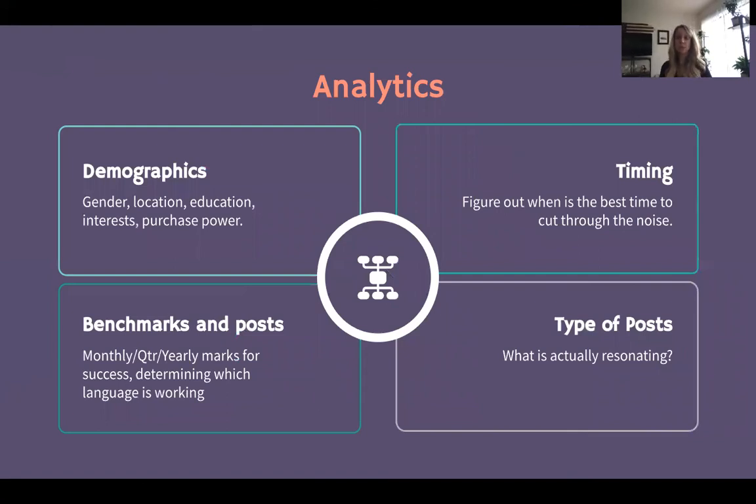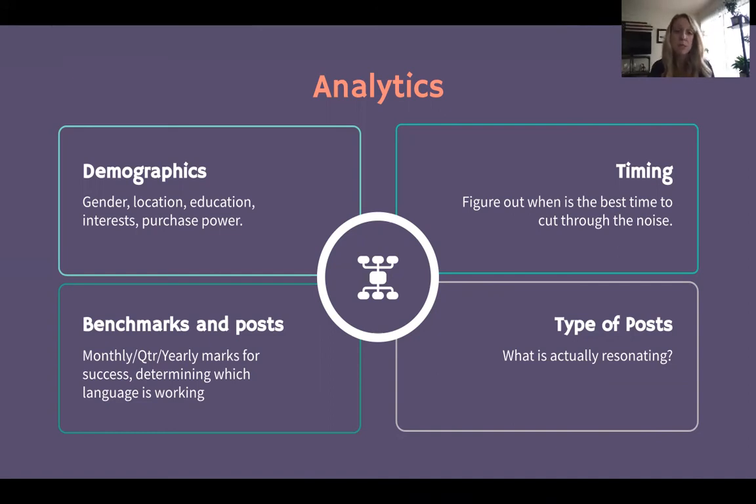The different types of analytics that you can really look at are the demographics. So normal stuff: gender, location, education, interest, purchase power, the amount of money they make a year. Timing: when is the best time to cut through the noise for your business, and when are your demographics online the most? Is that at lunch? Is it after work? Is it 9 p.m. when they're sitting on the couch? You really need to think about that and time your posts for then.